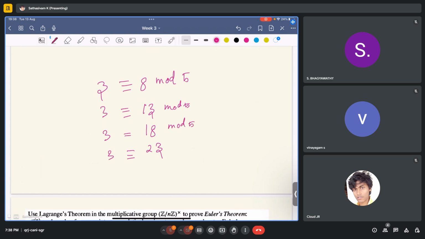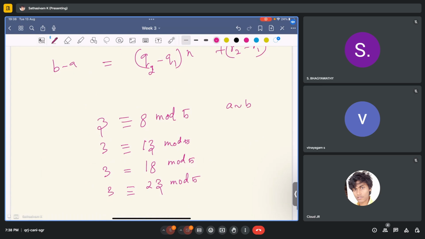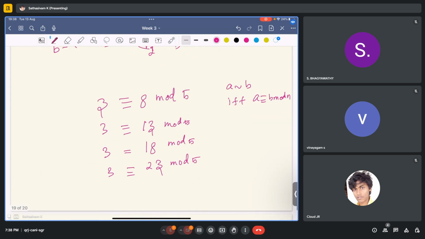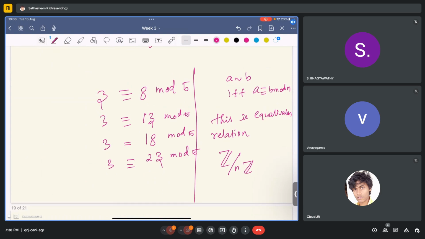And you see, modular arithmetic is actually an equivalence relation also. You can write: a is related to b if and only if a is congruent to b mod n. For some n, if you write it like this, it is an equivalence relation. Using this equivalence relation, we construct Z mod nZ. This equivalence relation partitions the integers, and once you do that, you get Z mod nZ.